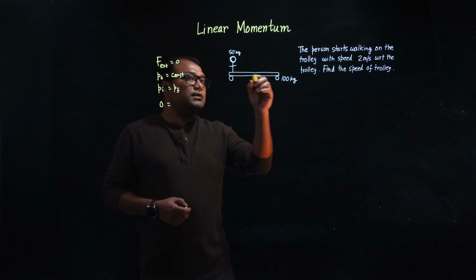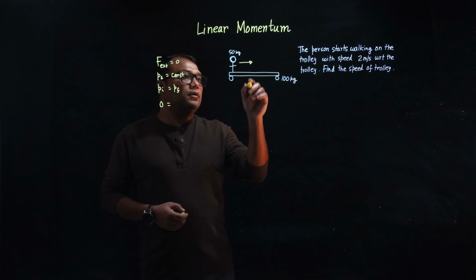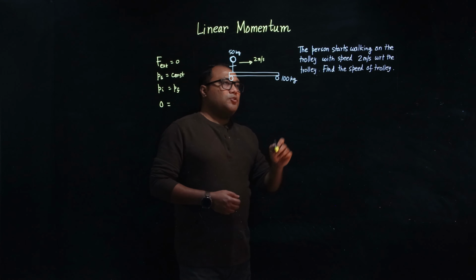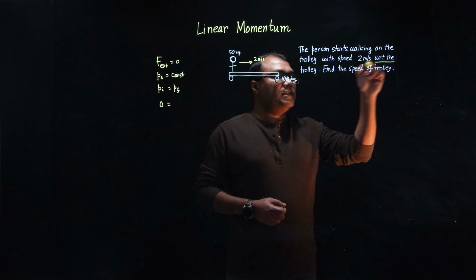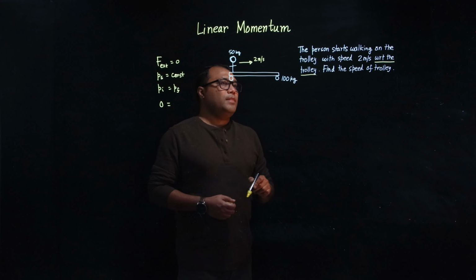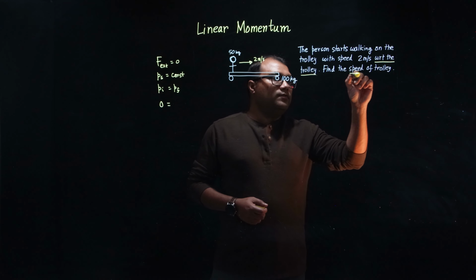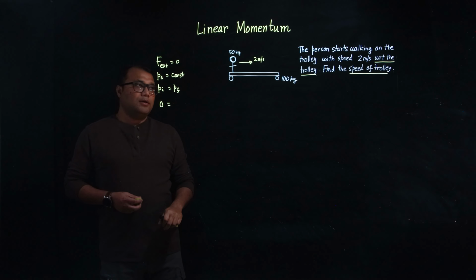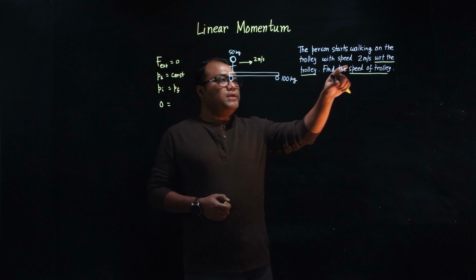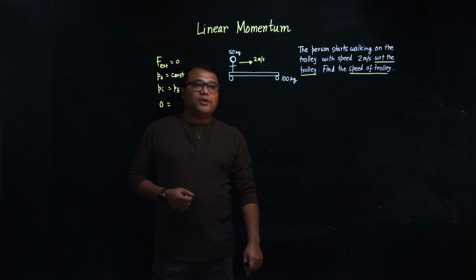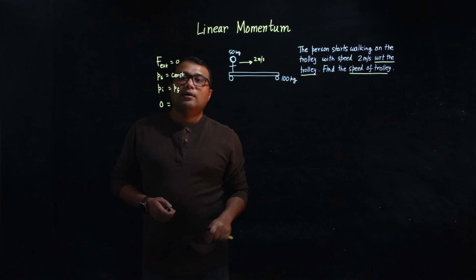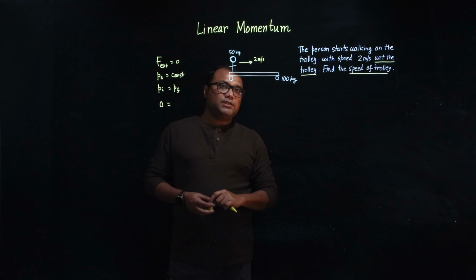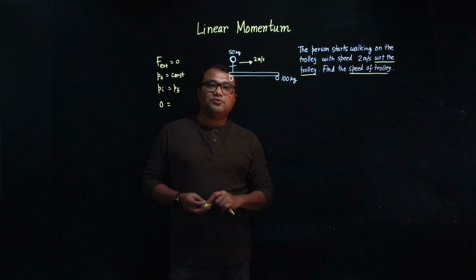It says the man starts walking with speed 2 meters per second, but read the question very carefully. It says with respect to the trolley. When we have to find the speed of the trolley, we have to find the speed of the trolley with respect to ground. So we cannot use this 2 meters per second as is. We have to convert this speed of the person with respect to ground, because it is the speed with respect to the trolley.